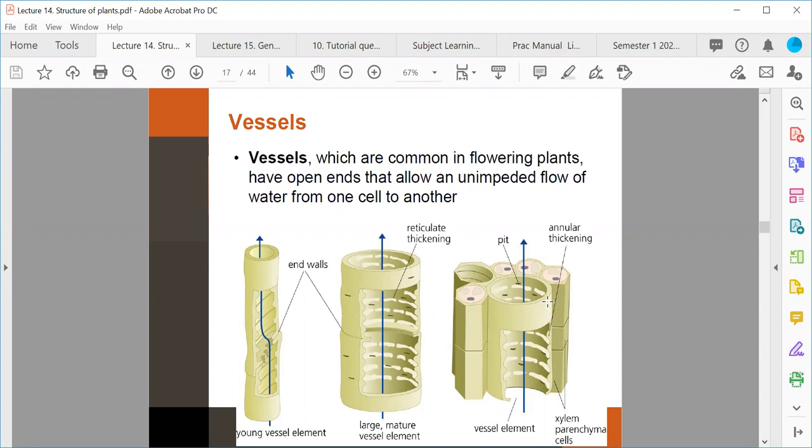Okay, to the right here, we have another vessel element, and you can see this arrow representing the upwards movement of water and nutrients. Over here we have another one. But you can also see that vessel elements are very closely associated with living support cells, and these are called xylem parenchyma cells.